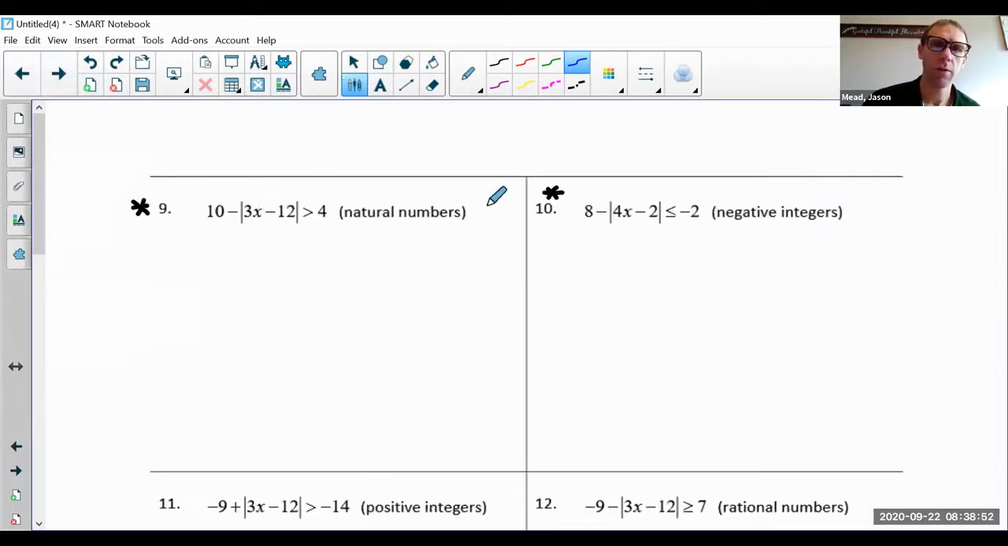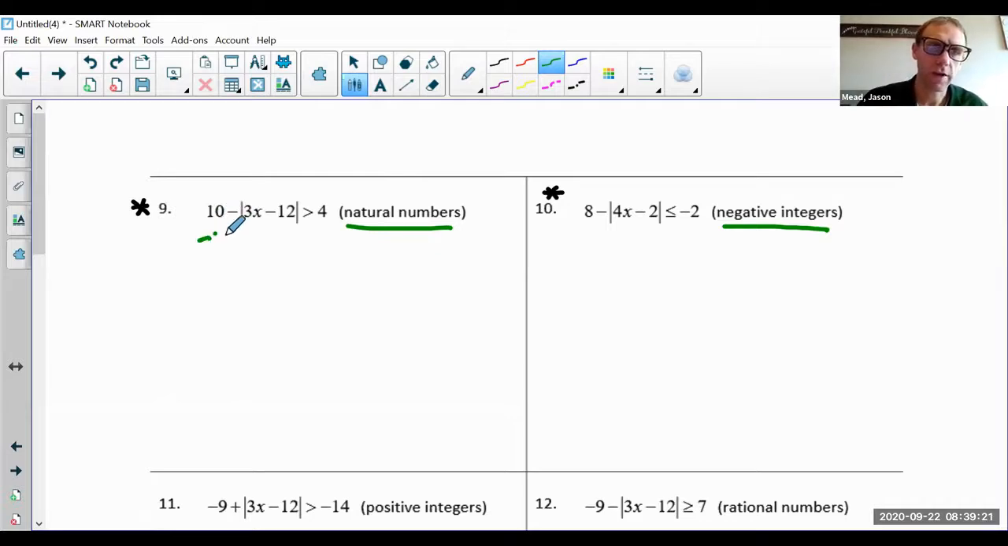Now we're going to do problems 9 and 10. Notice that these have restricted domains. So hopefully you watched the video related to restricted domains. The reason why that is important is because we have to make sure that the only x values we have as our answers are in whatever the domain is. So let's do problem 9.